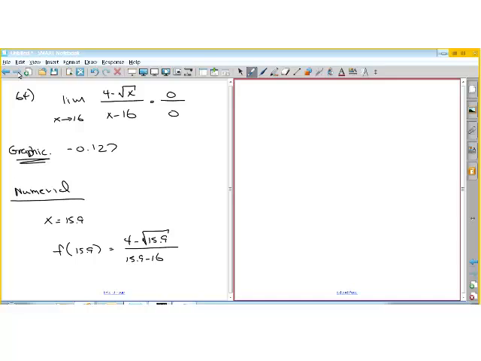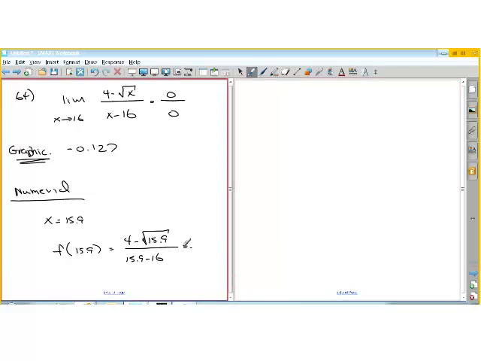And we go to our calculator. 4 minus the square root of 15.9, and then we divide that by negative 0.1. So we get negative 0.125 something or other. And if we did it for x equals 16.1, we get something that's close enough for right now. So you can see we just take numbers real close to 16. The closer you are to 16, the closer this number is to what we got graphically.